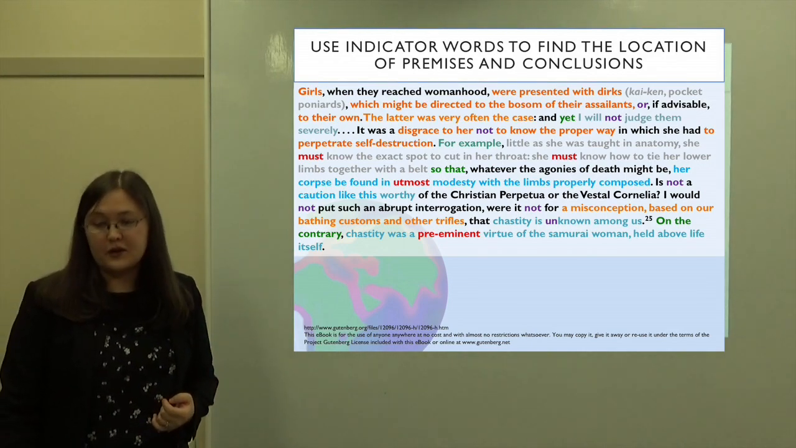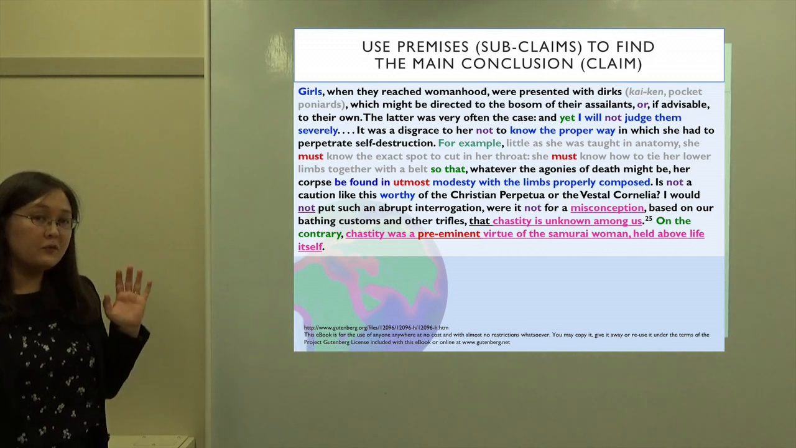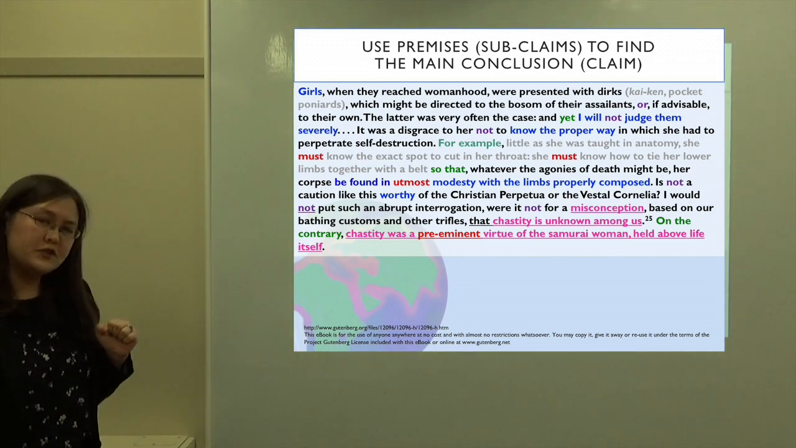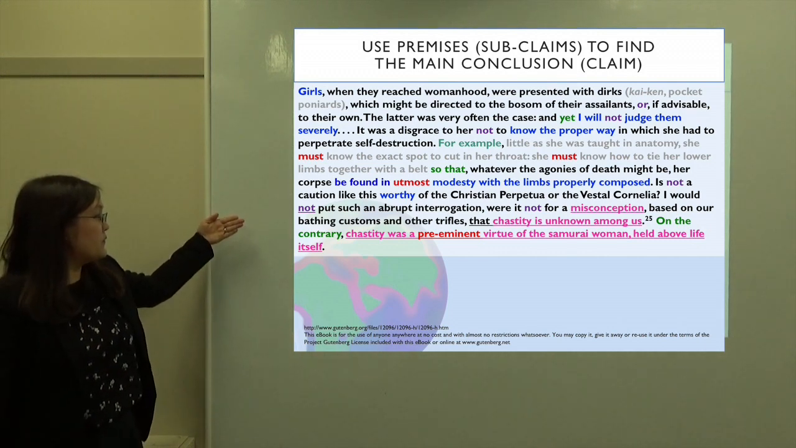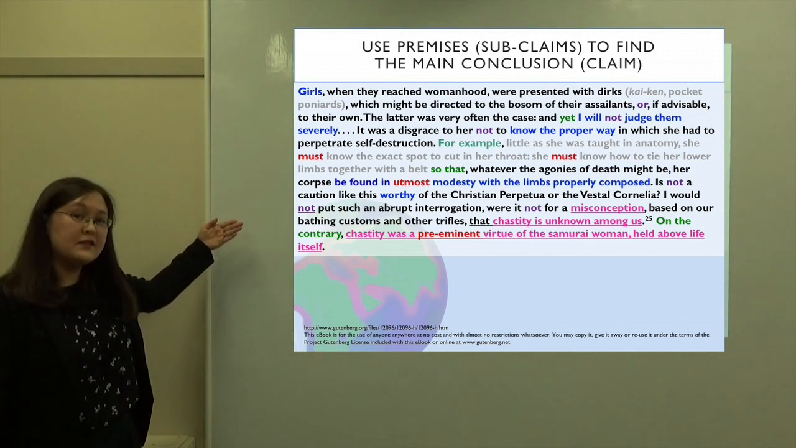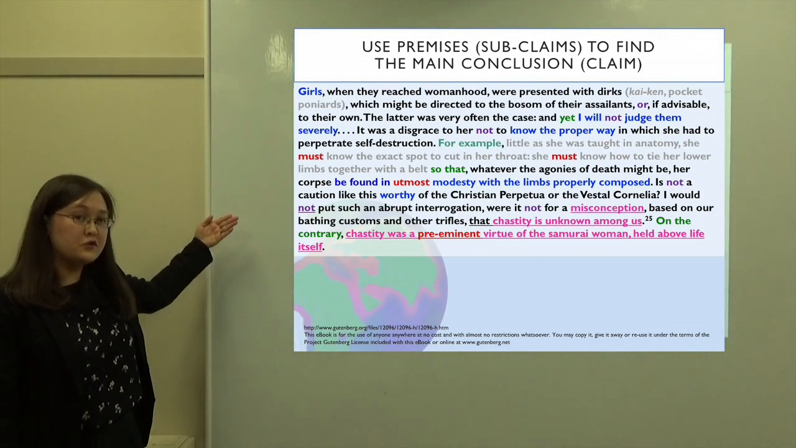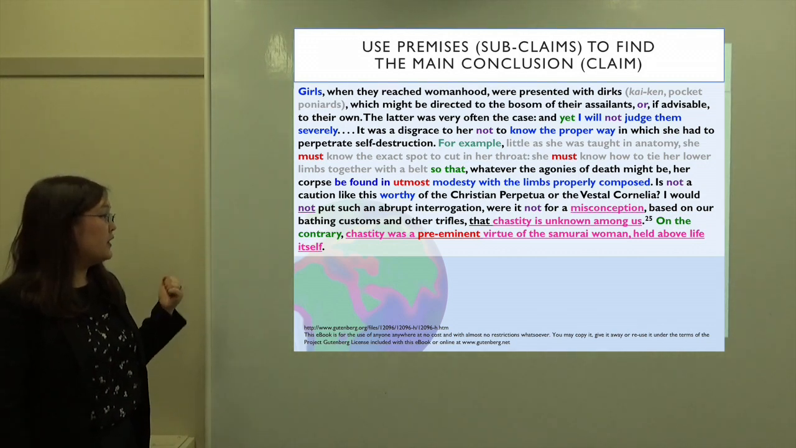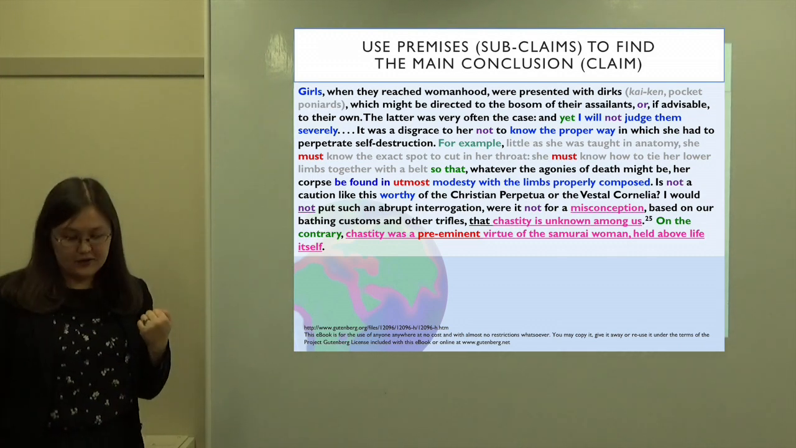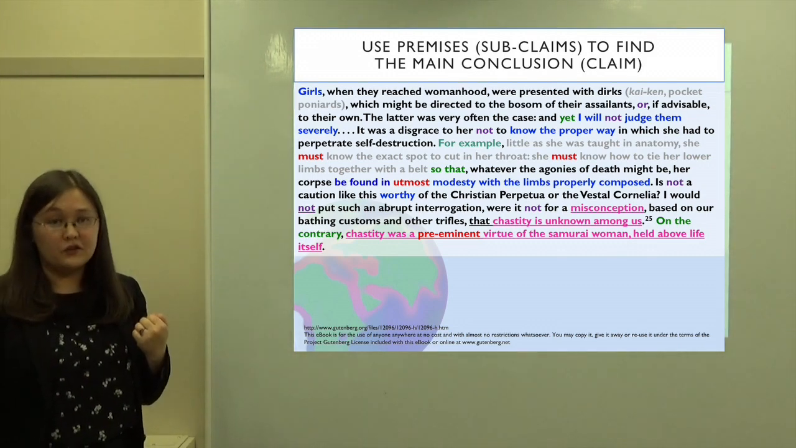So after we have separated into premises and conclusions, then we can identify which is the most important conclusion here, and that's this. We have the word preeminent. It means primary, utmost, most important. So chastity was a preeminent virtue, and chastity is known among us. That is the main conclusion.